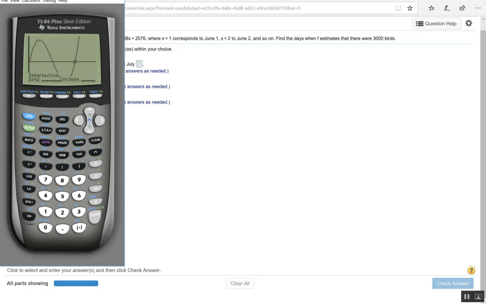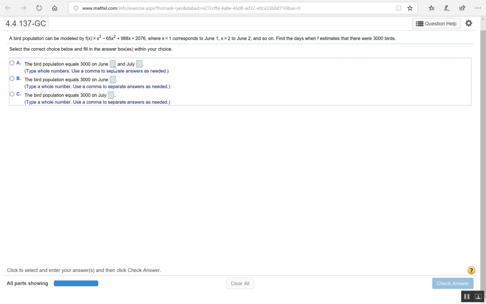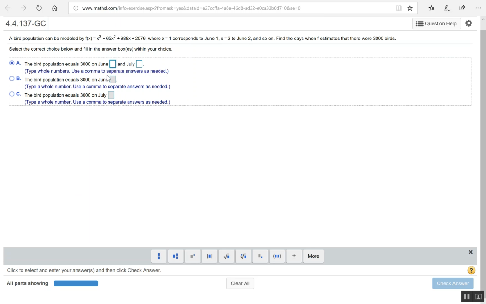We subtract 30 from 42. This is what you would put in your answer. You would say that the bird population is 3000 on June 1st, June 22nd, and July 12.